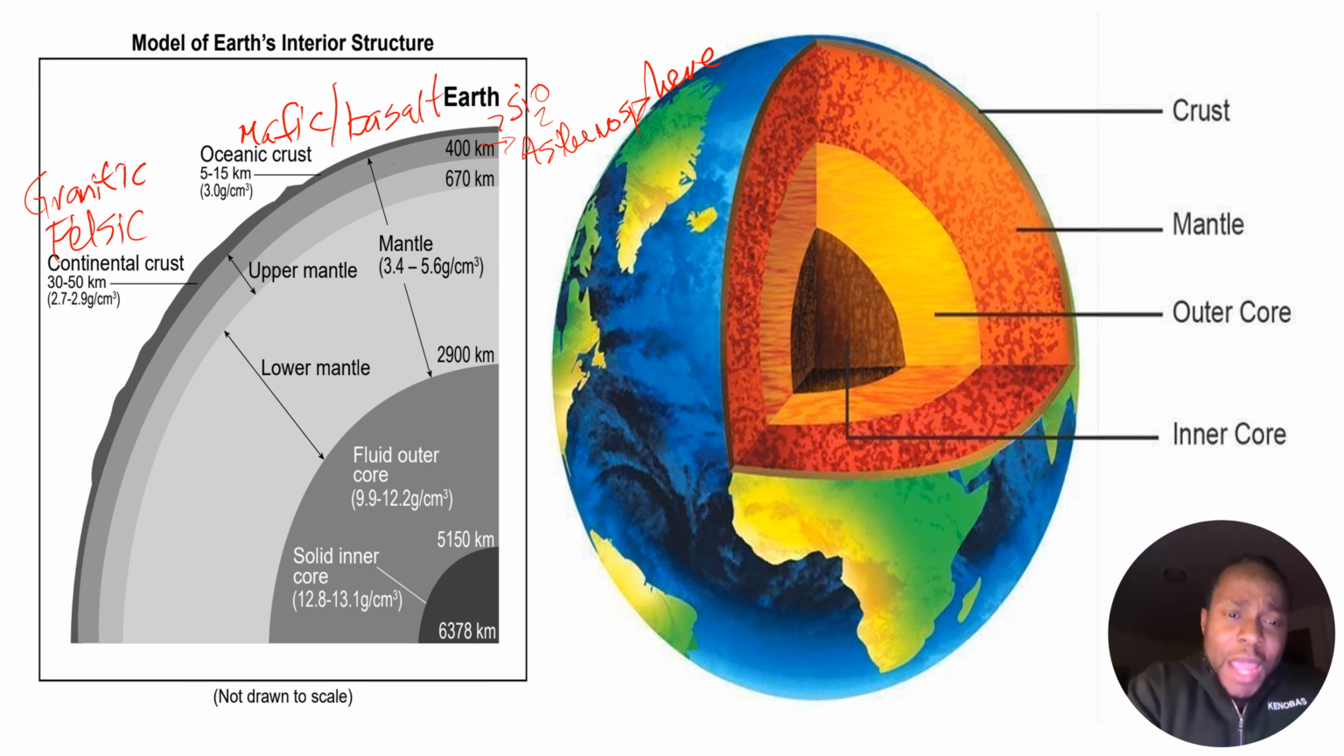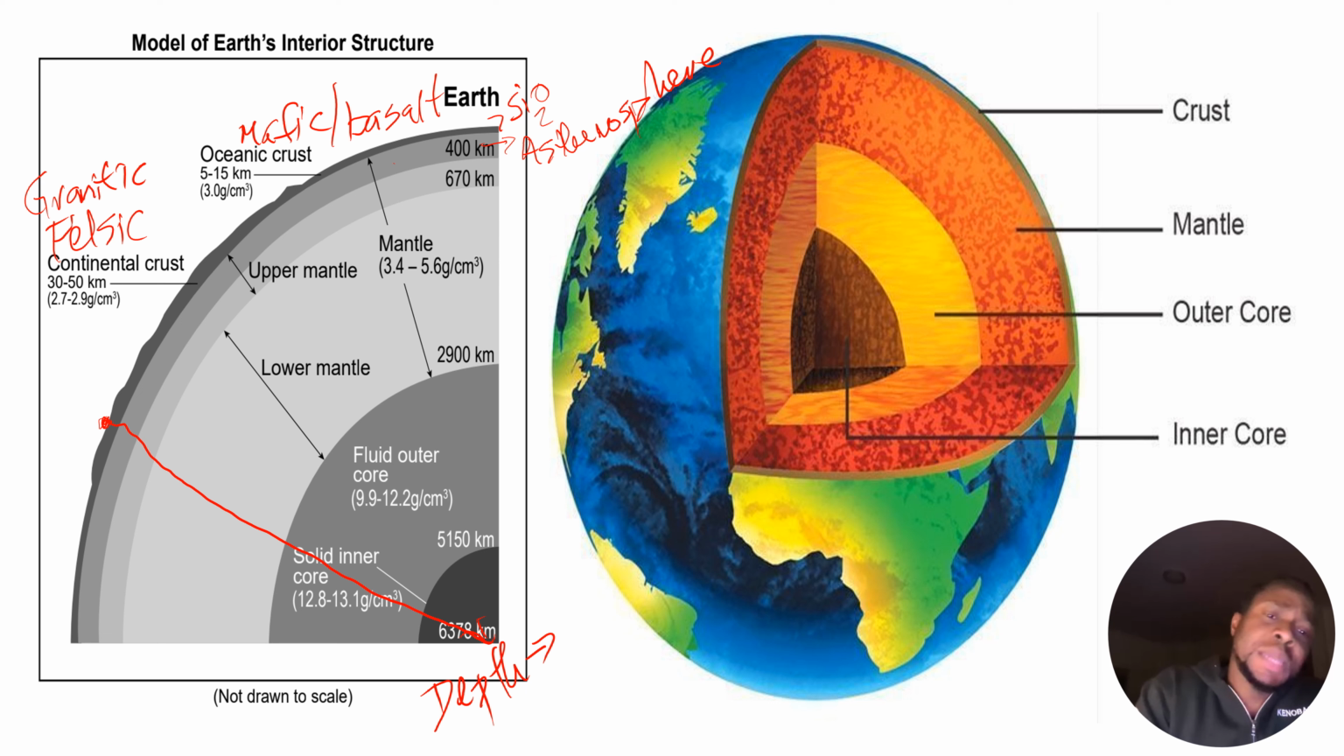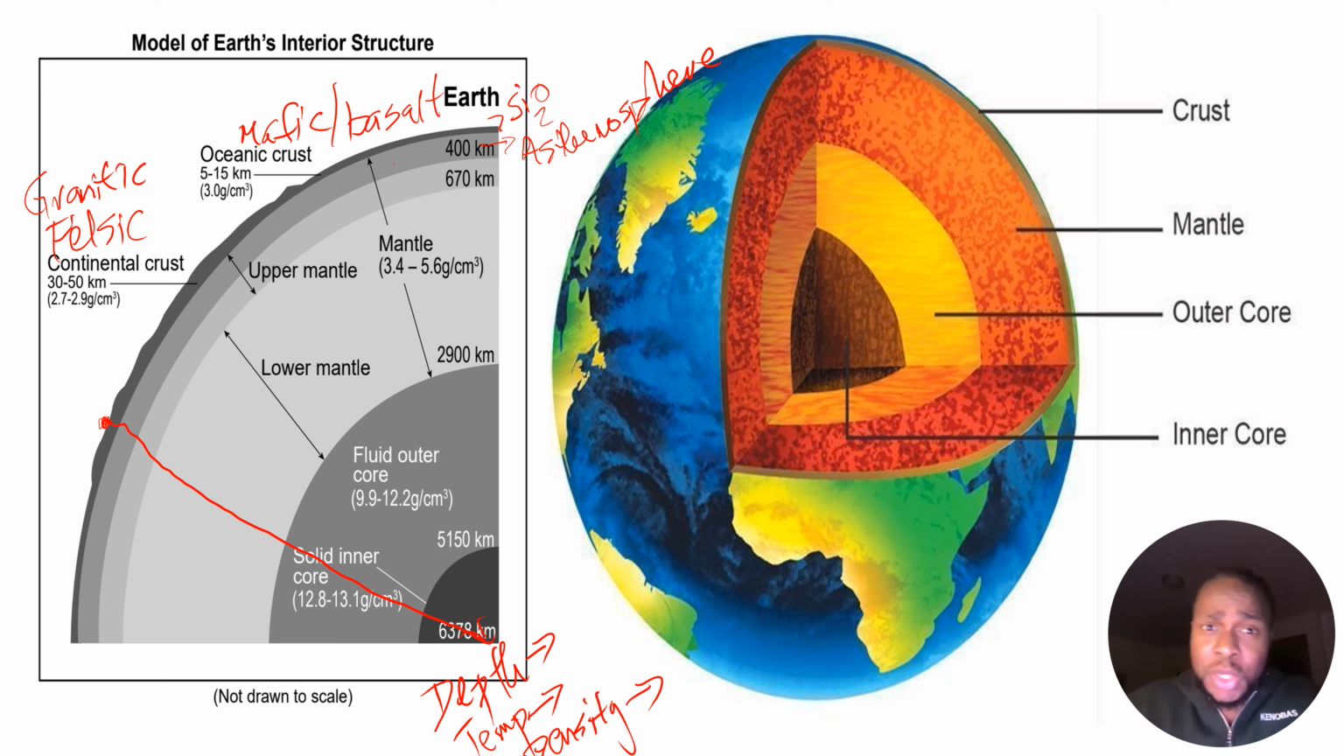And you will notice also as we go deeper into the earth, depth is increasing. So as we move from the outermost parts of the earth downward all the way to the middle of the earth, the depth is increasing. Same thing with temperature. As you go deeper and deeper into the earth, temperature is also increasing. And then density is also increasing. So the density of each of these layers is also increasing. All of these things are increasing as you go deeper and deeper into the earth.